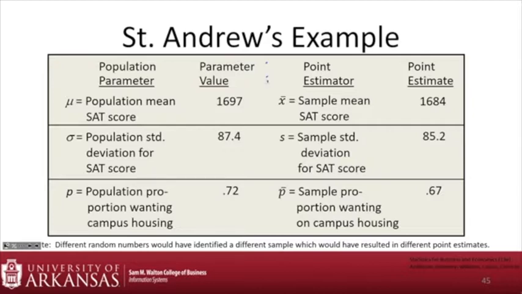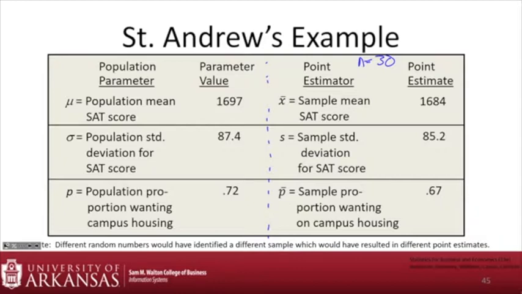So when I do this, here's my sample of, what did I say, 30 people? My sample has an SAT score of 1684. I've got a standard deviation of 85.2. And the proportion of people wanting on-campus housing is about 67%. And that came from my 30 people. So I go to my meeting, I'm talking to the dean, this is what I can tell him, we're going to make a few decisions.